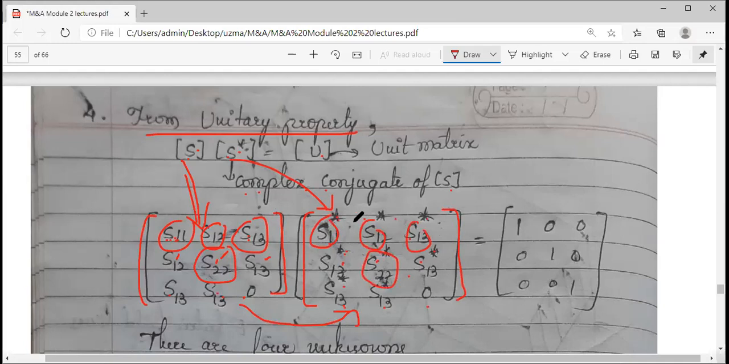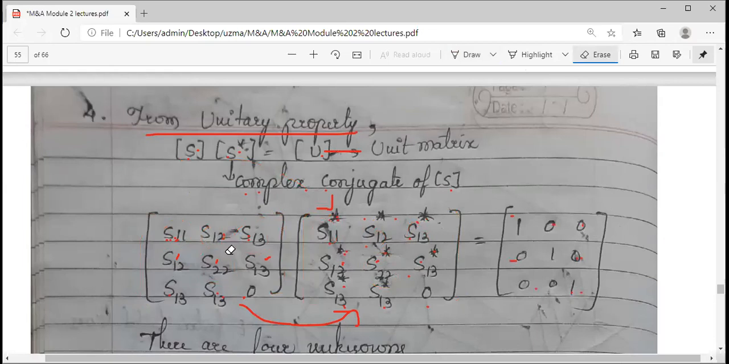Put a star above each S matrix, S parameter. Okay. Above each S value you have to put a star mark, indicating it is a complex conjugate. Is equal to unit matrix 1, 0, 0, 0, 1, 0, 0, 0, 1. This is your identity matrix. You know about it already. You have studied about the matrices.